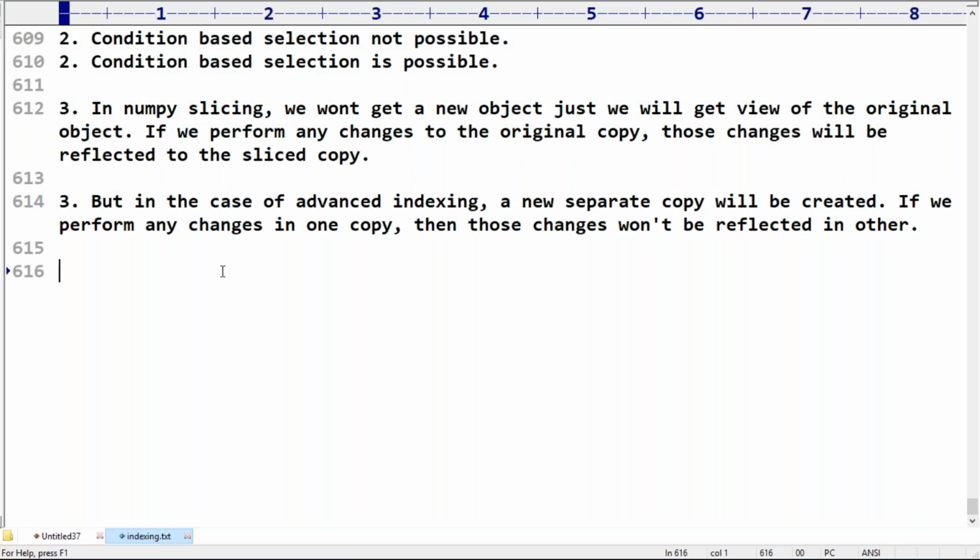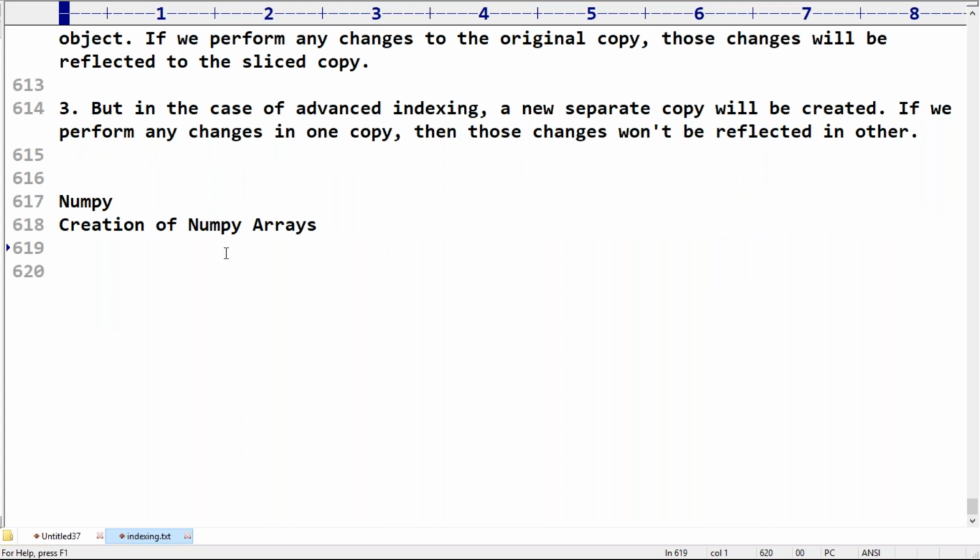In the last videos, we covered the importance of NumPy, a basic introduction to NumPy, and how to create NumPy arrays. Almost 10 different ways of creating arrays we covered. Once a NumPy array is ready, how do we access elements from a NumPy array?